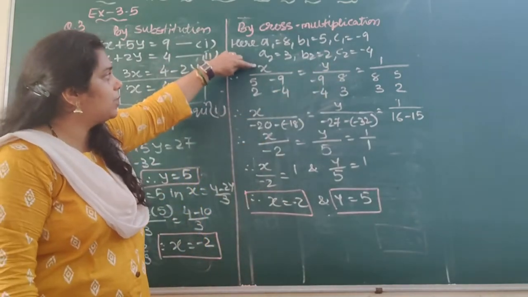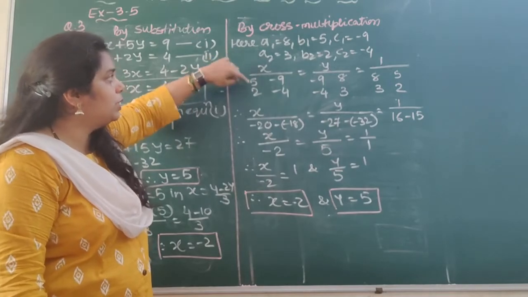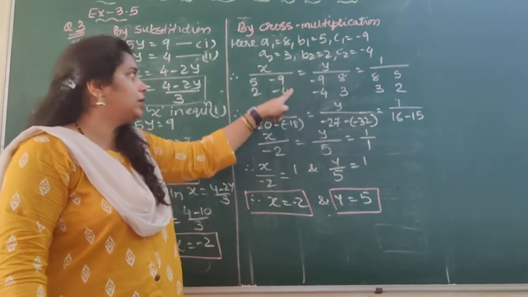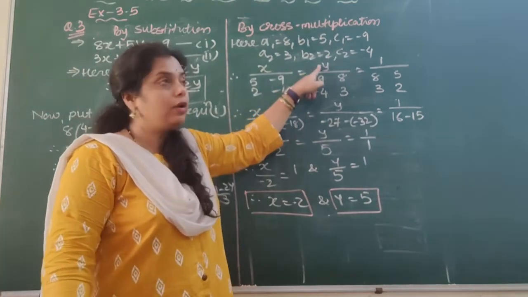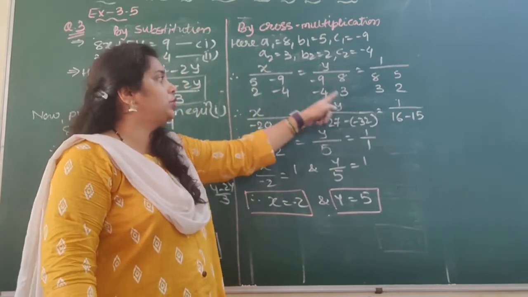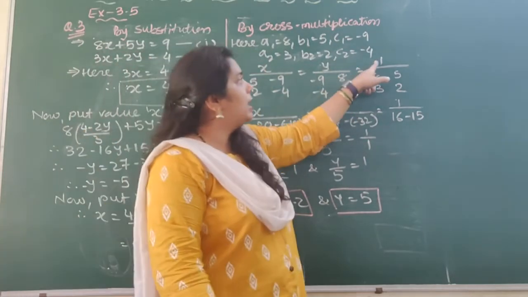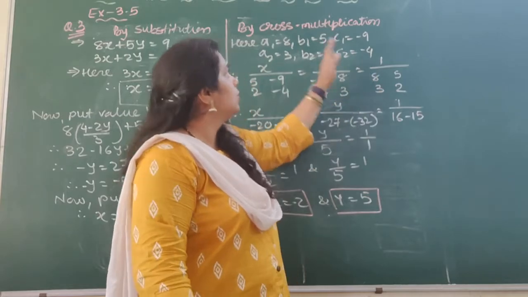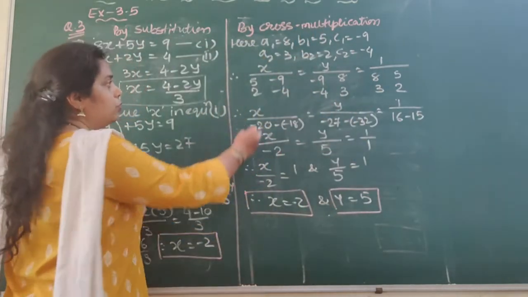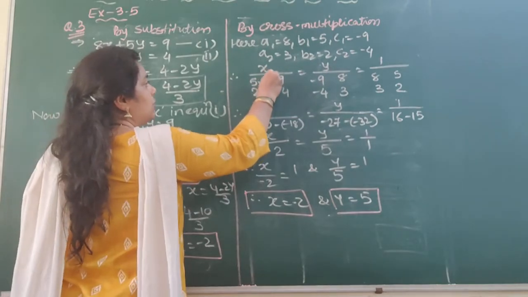So in this way, below x, what you have to write? The coefficient of y and the constant, like this. Below y, the constant first and then the coefficient of x. And last, below 1, the coefficient of x and the coefficient of y. Then what we have to do? We have to do a cross multiplication.